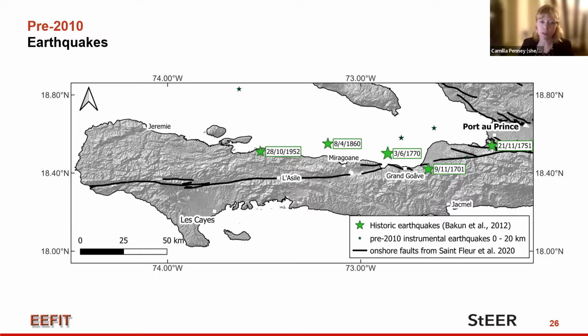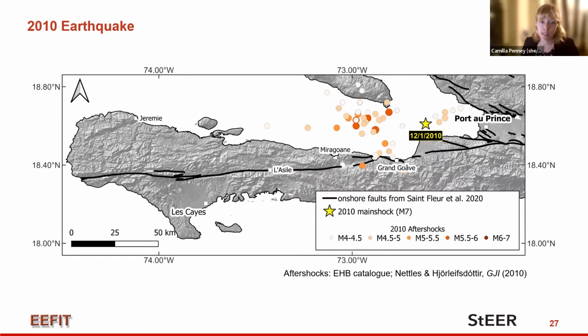And essentially what I want to show here is that based on the felt reports, those had all been assigned to be associated with this EPGF structure, which is shown by the black line cutting through here. And so our understanding of how the hazard worked in southern Haiti was that there was potential for large earthquakes on what was thought to be basically a quite simple but major strike-slip fault running along the southern peninsula. Next. That was until 2010.